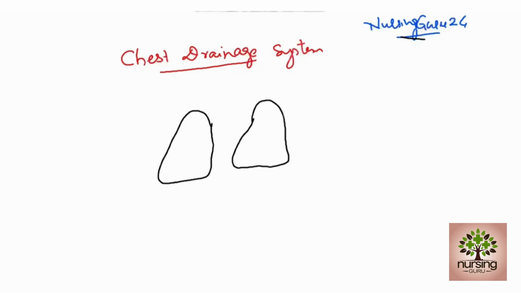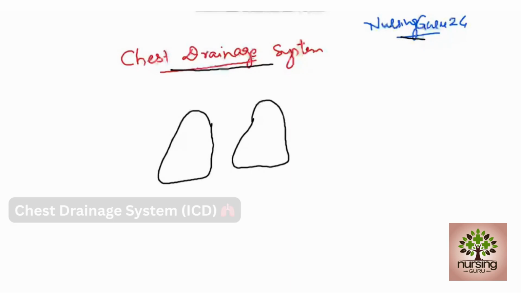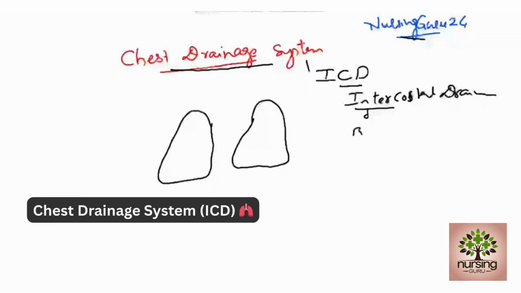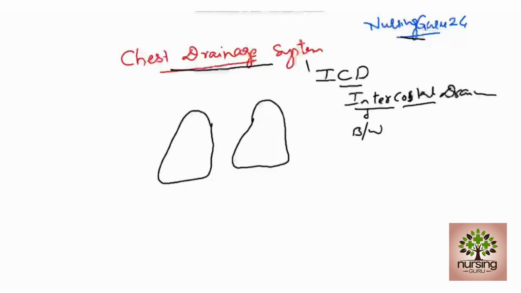Today we are talking about something that often makes nursing students a bit nervous in the clinical area, that is the chest drainage system, or what we commonly call ICD, that is intercostal drainage. Inter means in between. Costal refers to ribs. In between the ribs, we will insert a tube and we will drain the collected waste. That is called the chest drainage system, that we will discuss later.